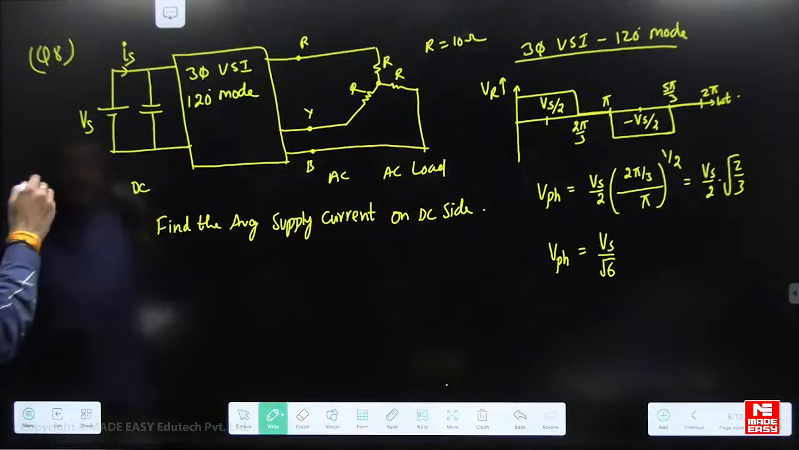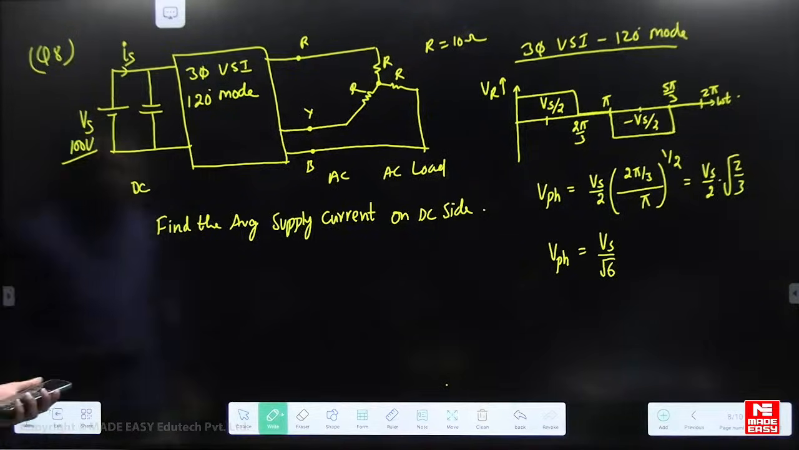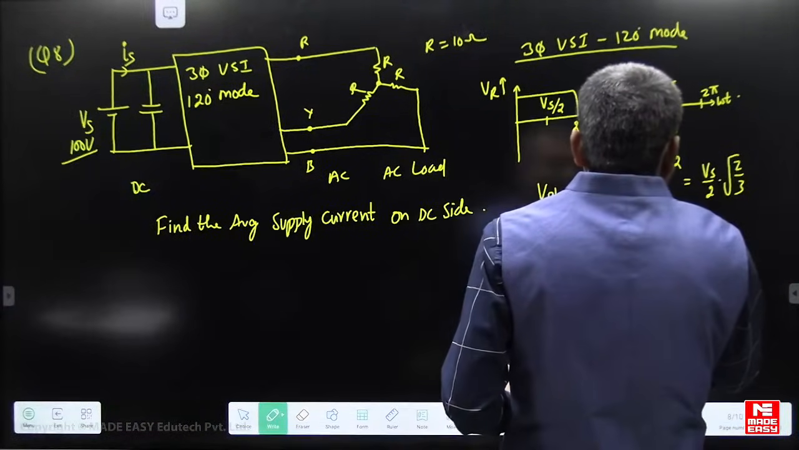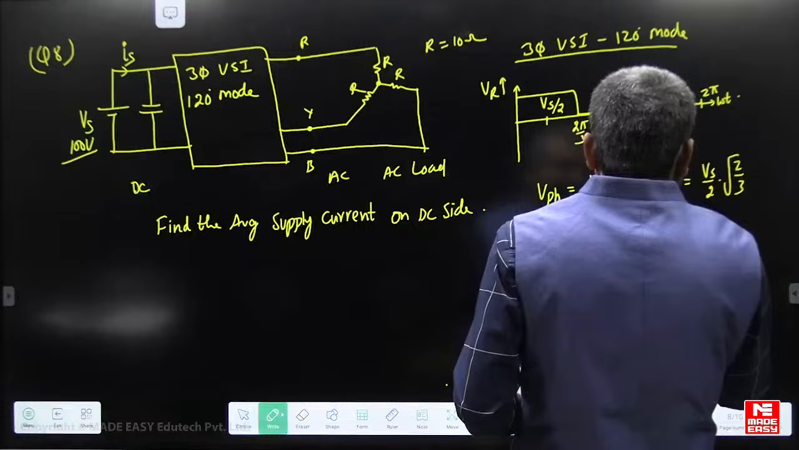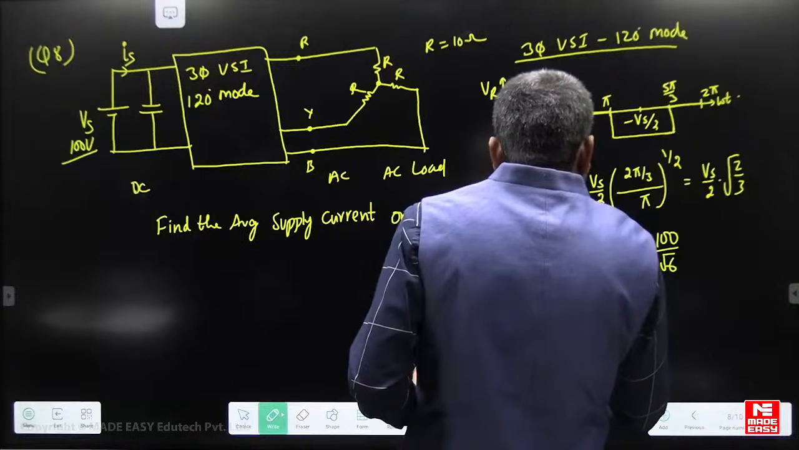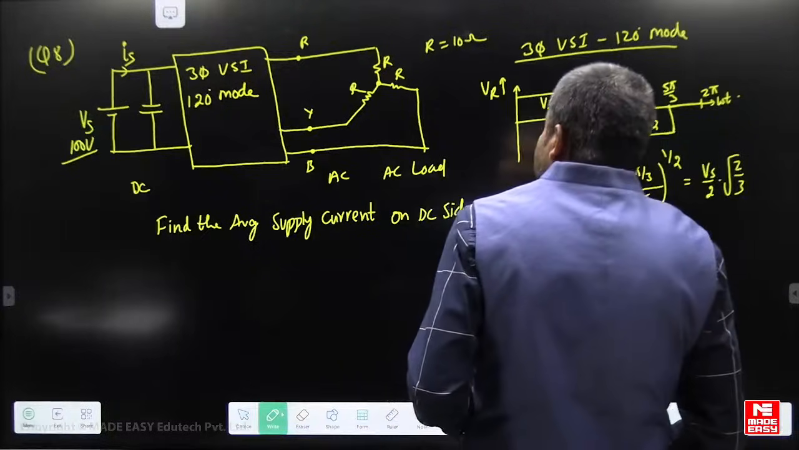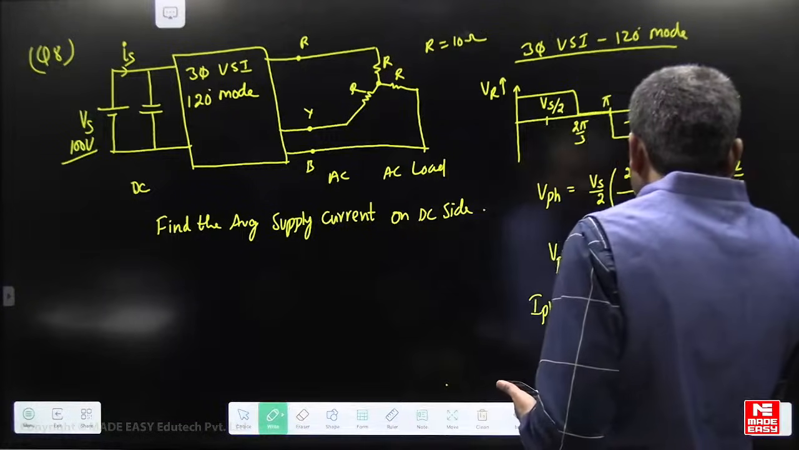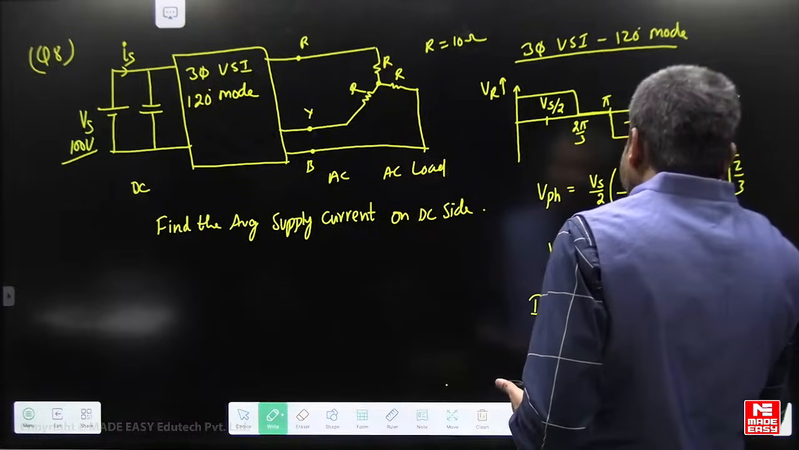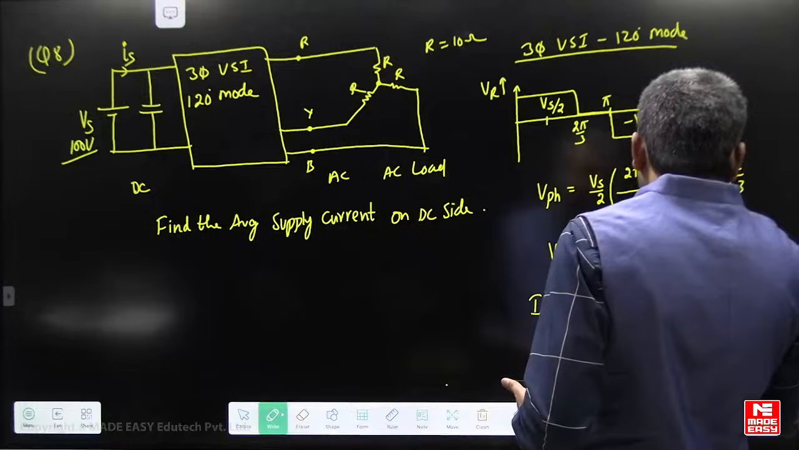Here Vs is 100 volts supply voltage. So 100 by root 6. Now we want the phase current, which is phase voltage by load resistance. So 100 by root 6 by R, where R is 10. So 10 by root 6 amperes.